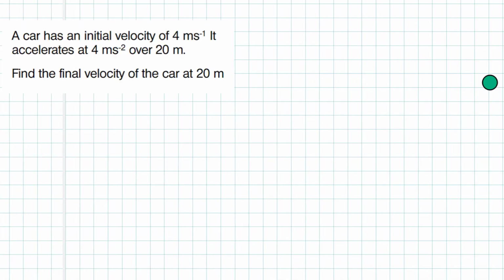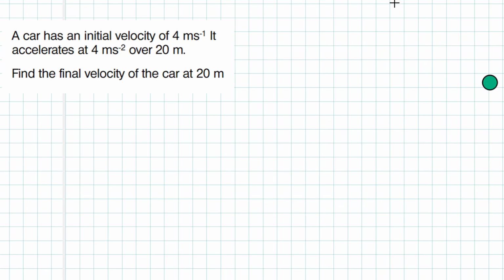Here are three motion problems which we can solve using our kinematic equations. Let's take a look at the first problem. A car has an initial velocity of 4 meters per second. It accelerates at 4 meters per second every second over 20 meters. Find the final velocity of the car at 20 meters.